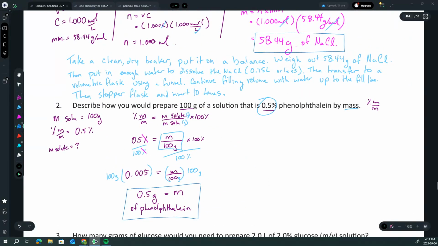All right, now since I've already described up here how I would prepare a solution, I'm not going to do that again. I think you get the point of how you would describe how to make a solution if you're in the lab.